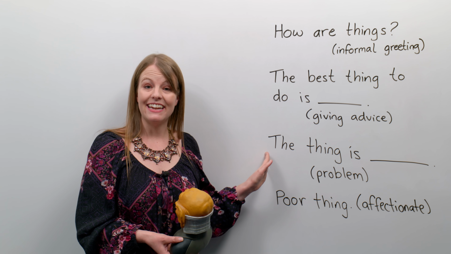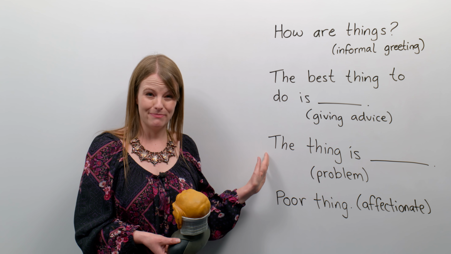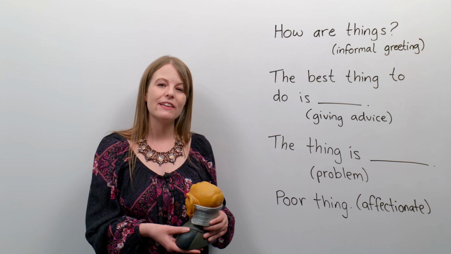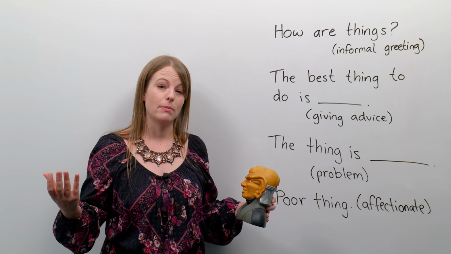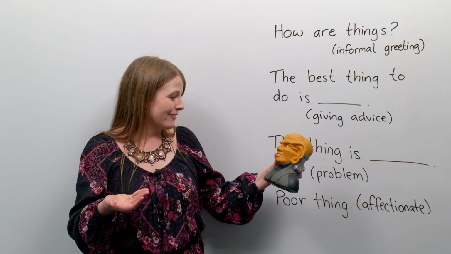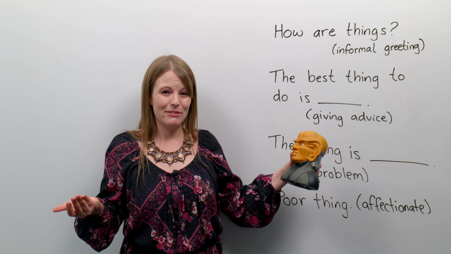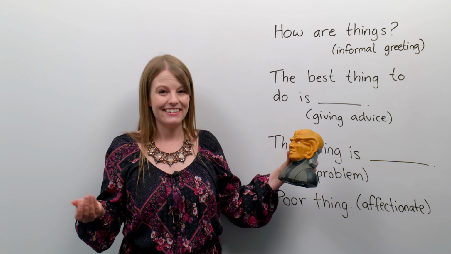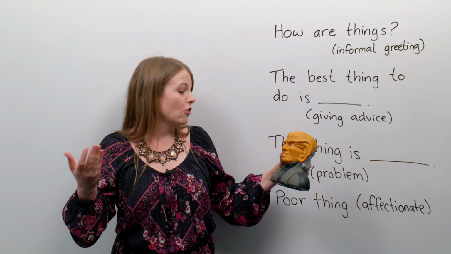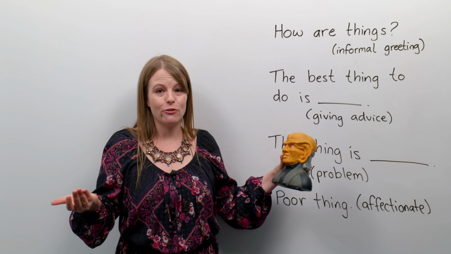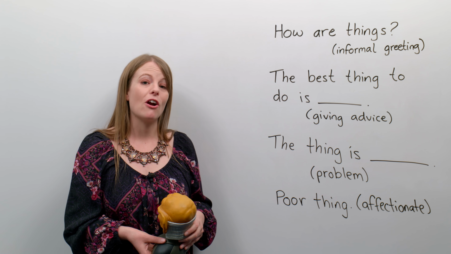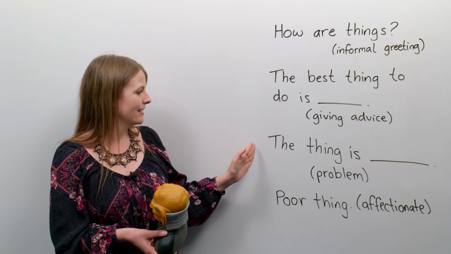We can also use the thing when we're talking about a problem. If you hear someone say the thing is, it's usually a way to introduce a problem. So for example, hello, mister. The thing is, I can't come to your birthday party tonight. So that's the problem. Or the thing is, I lost your cell phone. I'm very sorry. So another example of a problem. So problems are often introduced with the thing is.